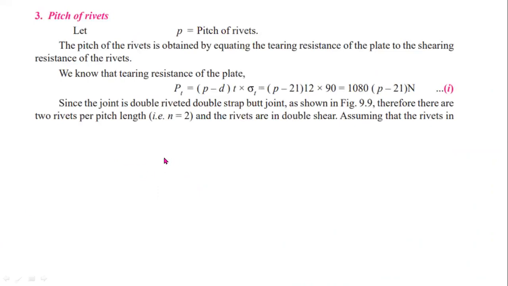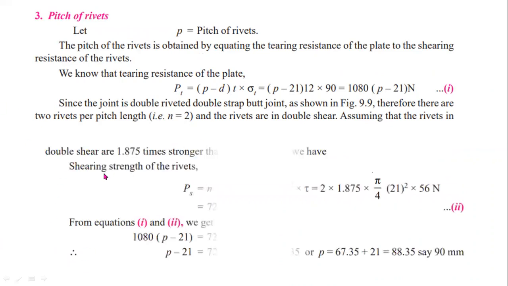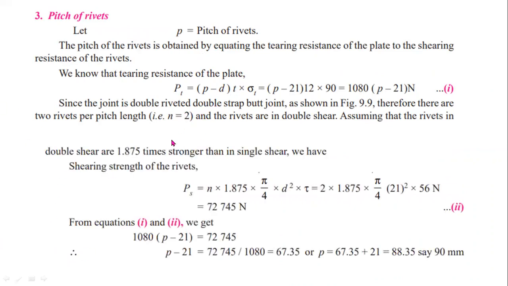In the third step, you have to determine the pitch of rivets, that is p. In this case, you have to use the Pt and Ps equations. For determining the pitch of rivets, you have to use this relation: tearing strength equals shearing strength. By equating these two values, you can get the value of pitch. This is the Pt value. This is the Ps value.